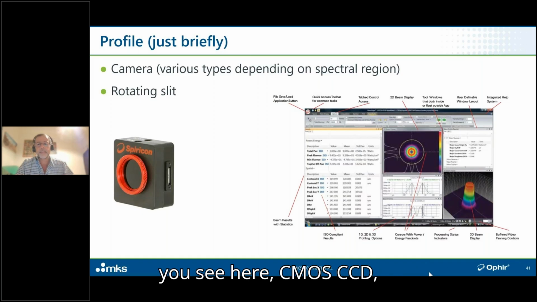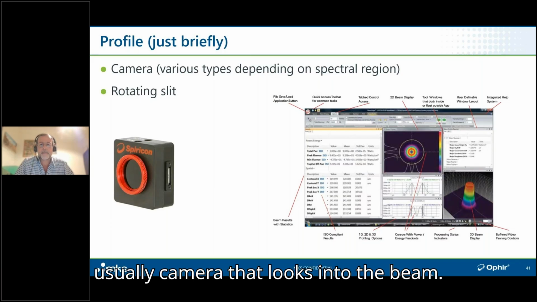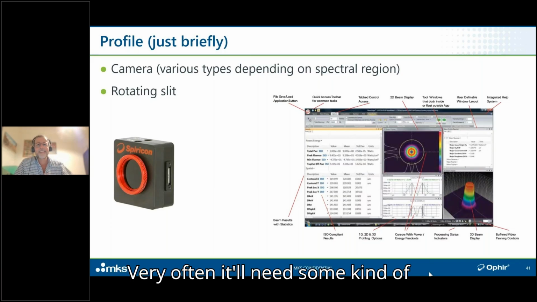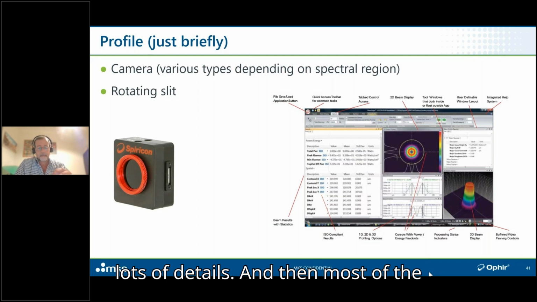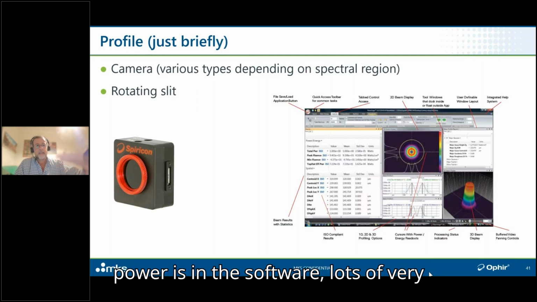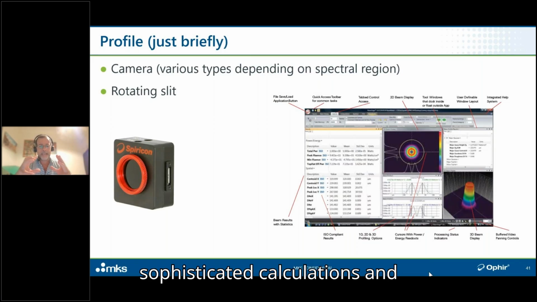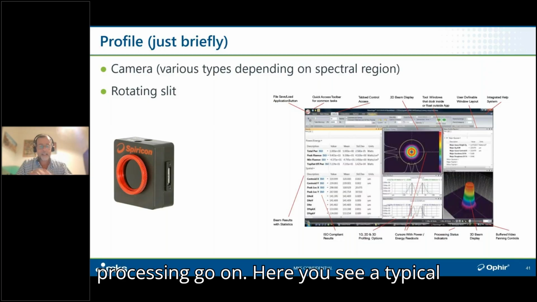Here you see a typical screenshot of our beam profiling software. Lots and lots of information. Our application engineers put a lot of time into helping the customers understand exactly what their laser is doing, not just its power, but what the beam looks like. And a lot of times that's easy to miss.